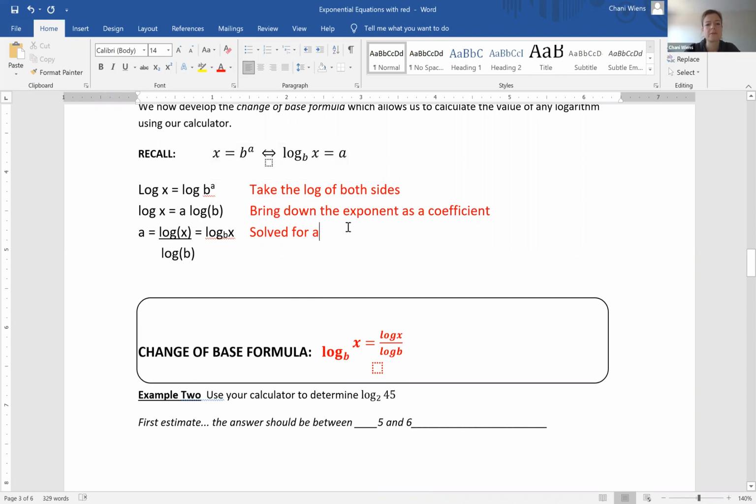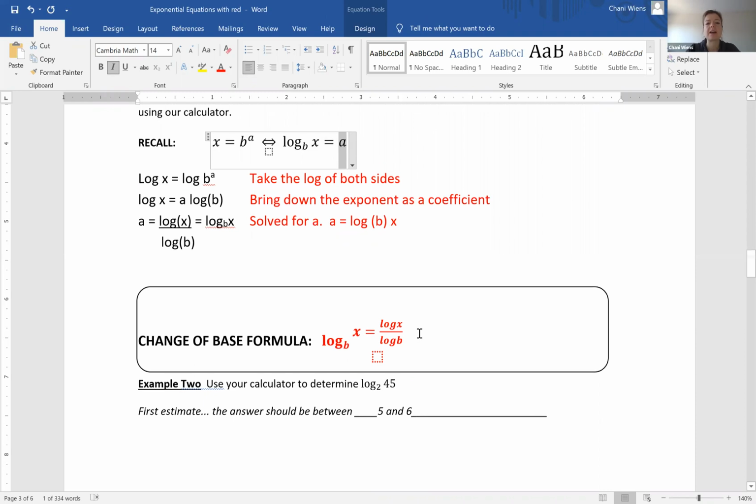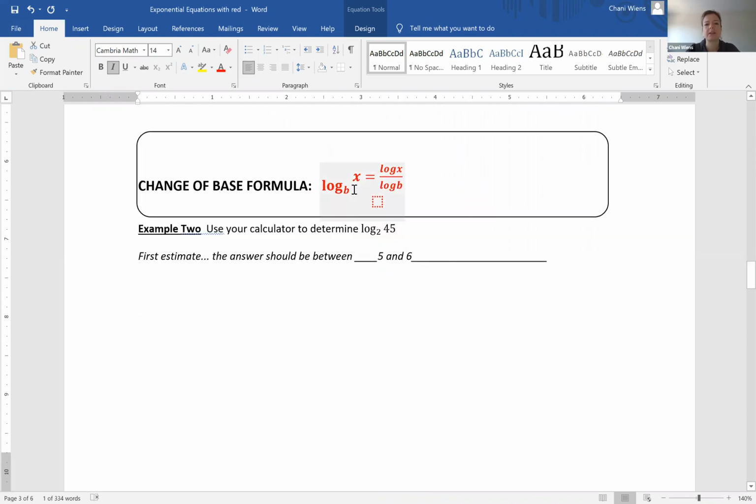But we also know that a is equal to log base b, sorry, that's supposed to be base b of x. So that means that these two are equivalent. So log x divided by log b is also log base b of x, since they are both just two different ways of representing a. So because they are both equal to a, they are equal to each other. So that brings us to our change of base formula.